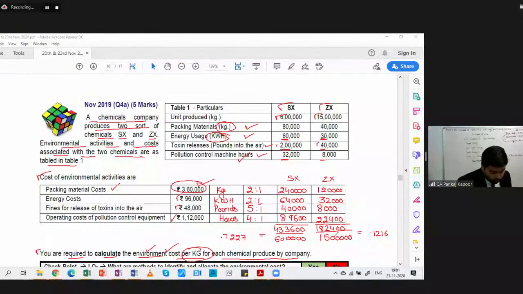Okay, so this was the question which was asked in the November 2019 for 5 marks, and you can see that the question is quite easy. You only need to identify the correct driver, and the driver is also clearly visible, because the terminology is such that you can easily identify the relevant cost driver. Friends, I believe that this question is quite clear to you. We shall move further.